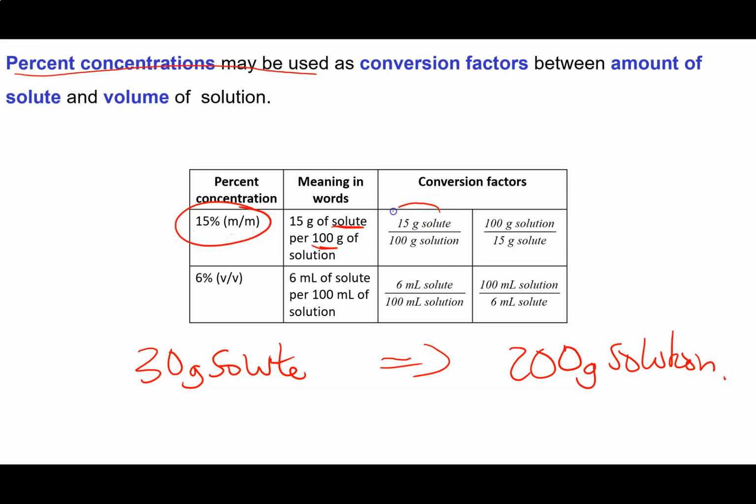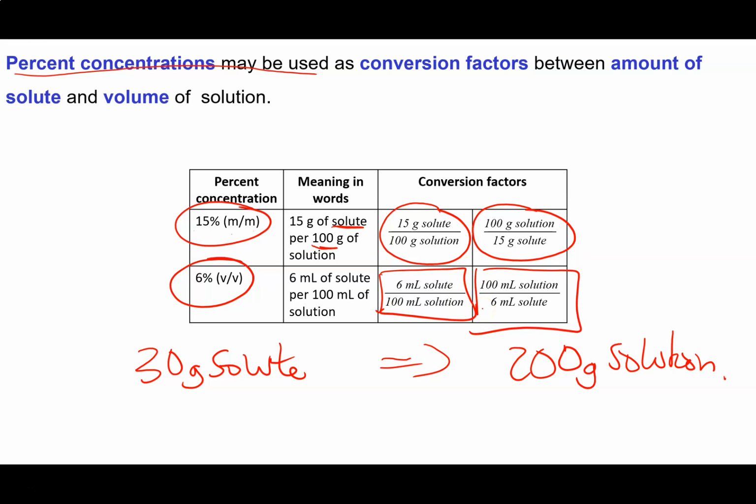But what's important to recognize is that you can interpret this when you're doing these dosing calculations as two conversion factors, right? The same goes for volume to volume percentages. If it's 6% volume to volume, how do we interpret that? That means you get 6 mils of solute for every 100 mils of solution. And of course, you can write that as two conversion factors, which allow you to convert between mils of solution and mils of solute. So they can be really useful for doing those very simple, very quick dosing calculations.